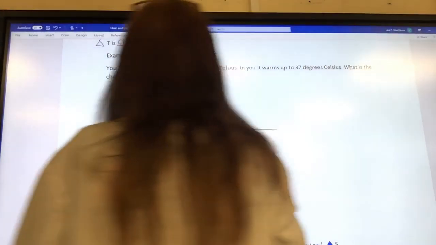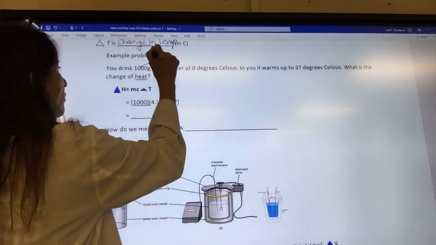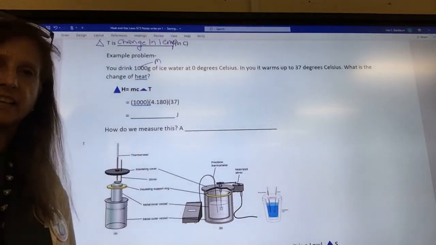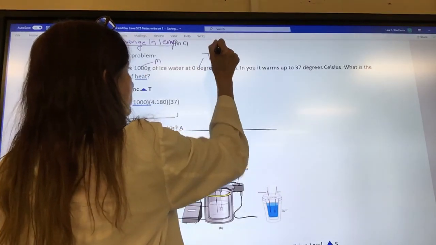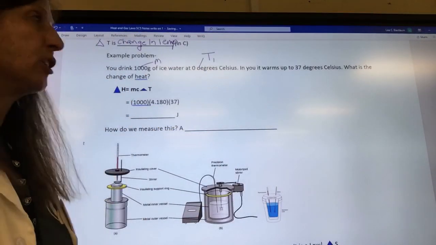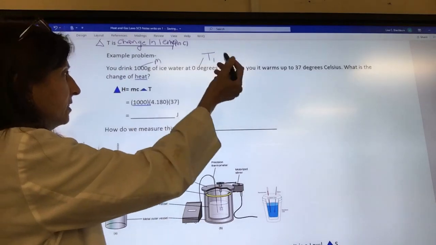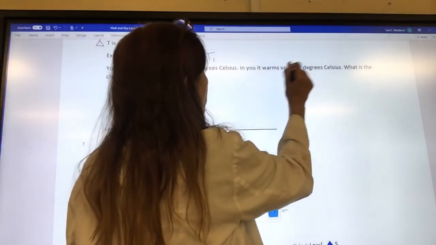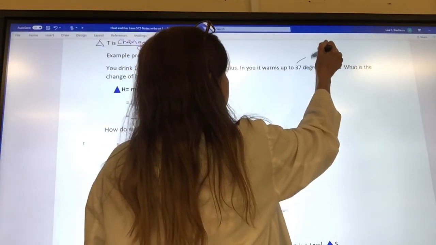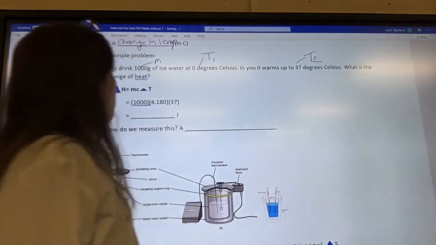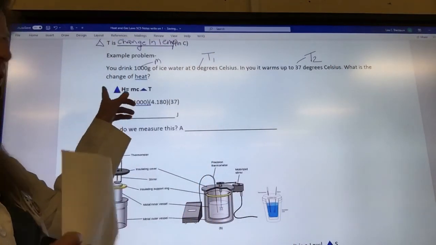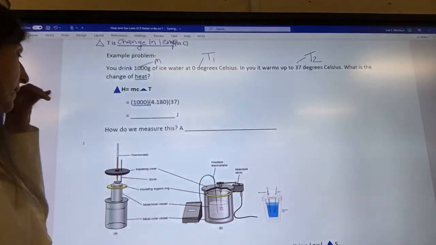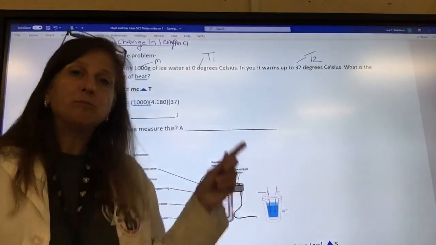All right. So you drink 1,000 grams of water. I'm going to label that m, because that's a mass. At 0 degrees Celsius, that's my first temperature. I'm going to label it T sub 1, or initial temperature. In you, it warms up to 37 degrees. That's my second temperature. What is the change of heat? Well, I write my formula next, and then I substitute.